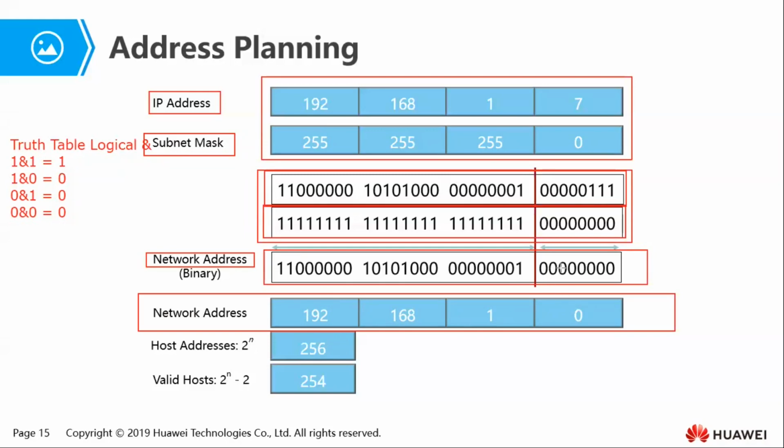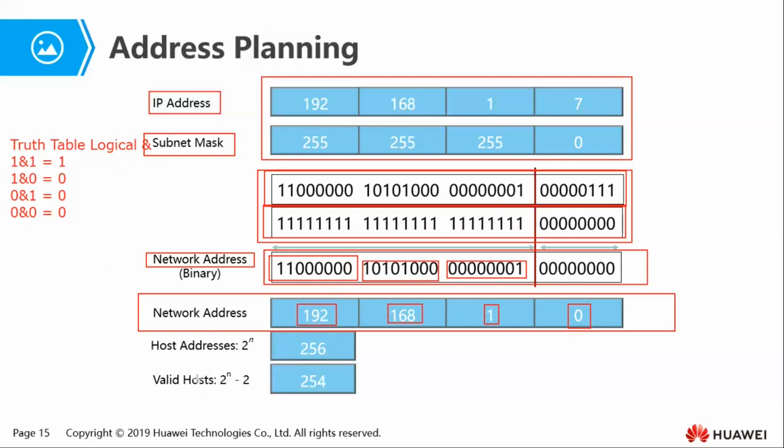So if we convert all these zeros, it will give us 0. If we convert 001 into decimal, we'll get a 1. If we convert this, we'll get that. If we convert this, we'll get 192, like that.